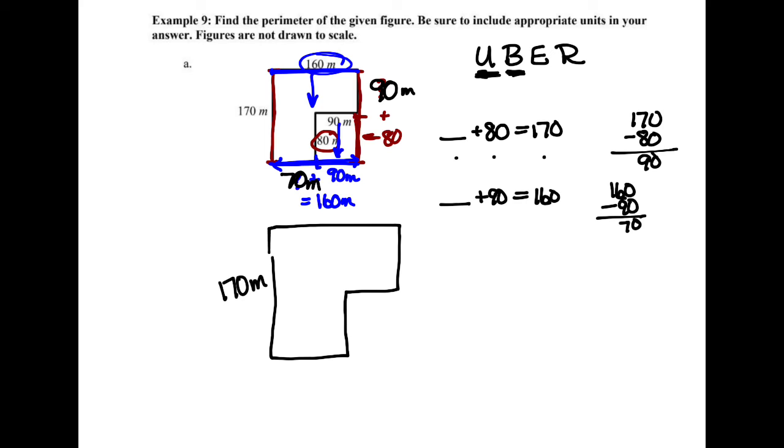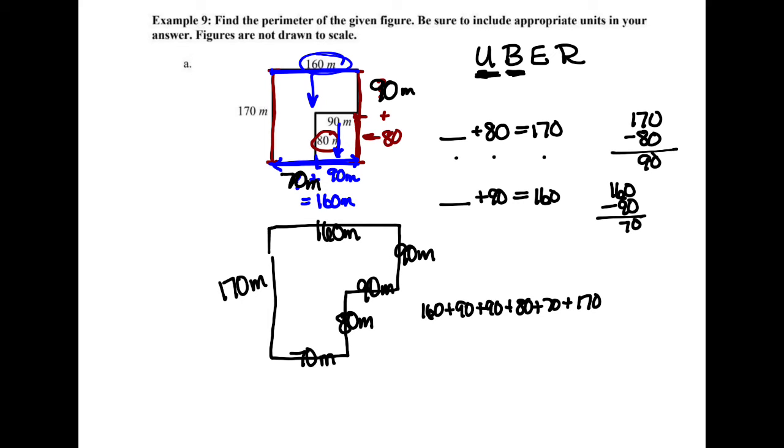So that's 170. This is 160. We found this to be 90. This was already given to us as 90. This was given as 80. And we found that this one was 70. So let's add them all up. Okay, so 160, 90, 90, 80, 70, and 170.